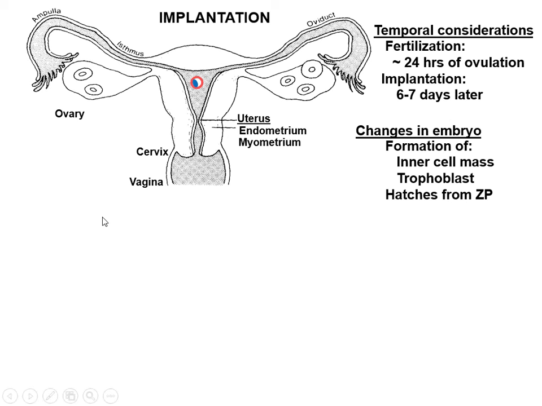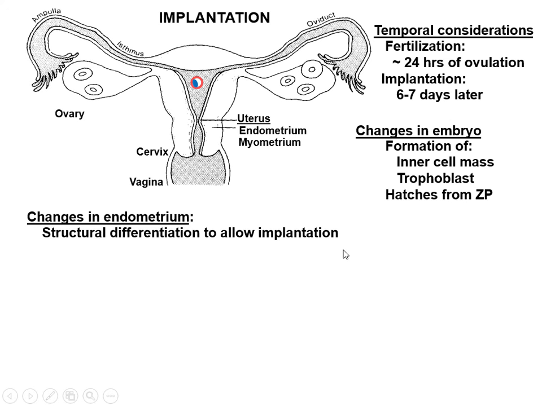Now, at the same time, in the uterus, the main thing that's going on is you're going to get a structural differentiation of the endometrium that's going to allow for implantation. The uterus is also secreting glycogen and other nutrients to help maintain the embryo during this period. And one thing we discovered when we started doing extensive in vitro fertilization was that for implantation to occur, the development of the embryo and the structural changes in the endometrium have to be in synchrony.